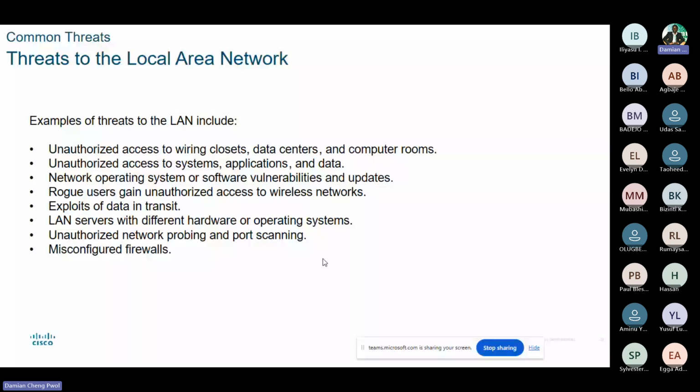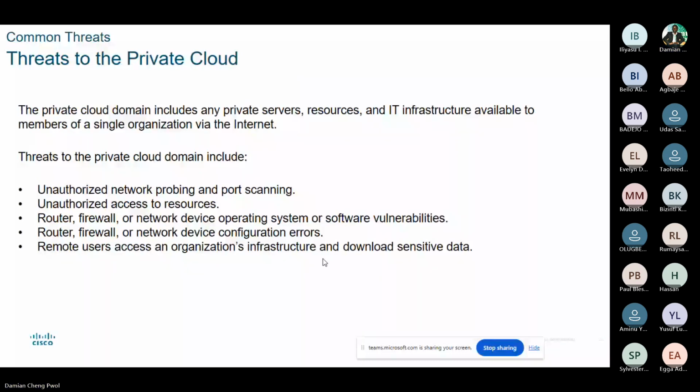Okay, I'm having 2 persons, 3, with their thumbs up. So how about others? 4. How about others? Okay, 5. I'm getting 6. Okay. So that means the majority know what we mean by local area network. So let's move to the next thing.